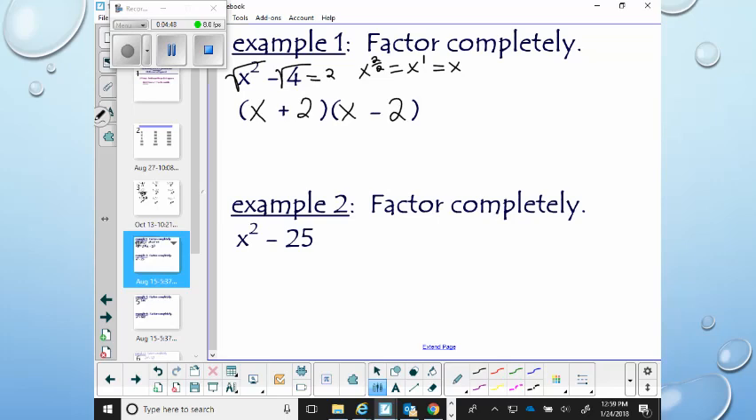Alright, look at example 2. We've got to make sure it's a difference of squares. Is it a difference? Is there a subtraction sign in the middle? Yes. Is x squared a perfect square? Yes. Is 25 a perfect square? Yes. Remember your perfect squares?